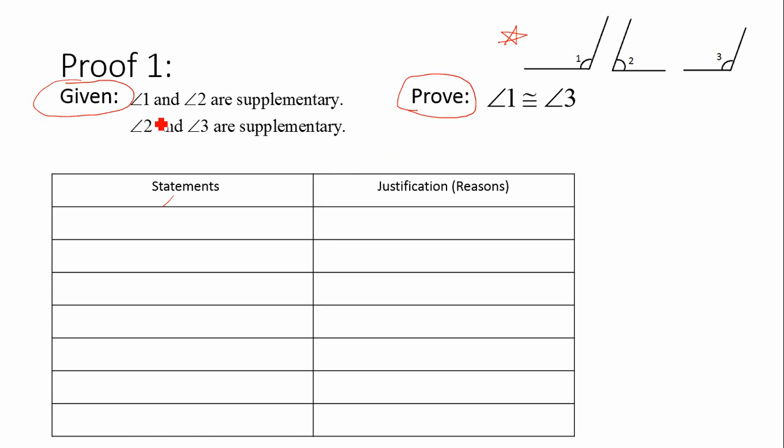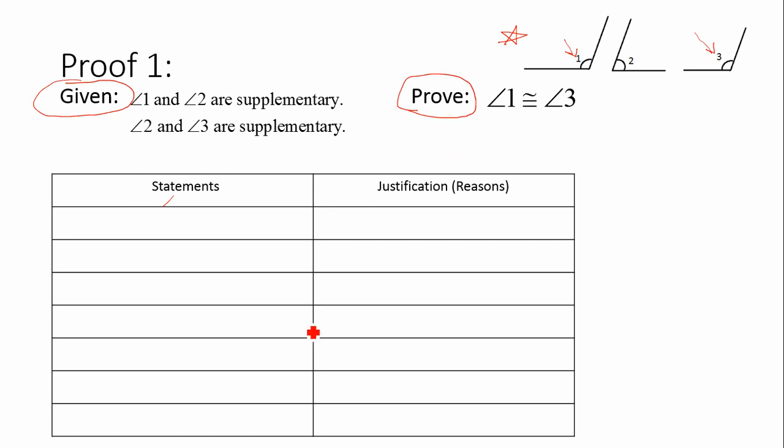So the first thing we are given is that angle 1 and angle 2 are supplementary. And if you look at that picture up here, it shows angle 1 and angle 2, and they look like they are supplementary. That is that they would add together to make 180 degrees, right? And then angle 2 and angle 3 are also supplementary to each other. So that means that they also add to make 180 degrees. And we are trying to prove that angle 1 is the exact same or congruent to angle 3.